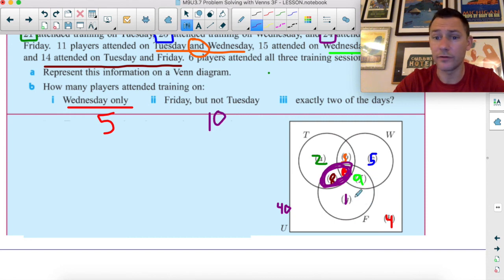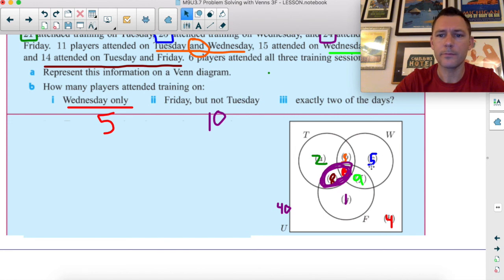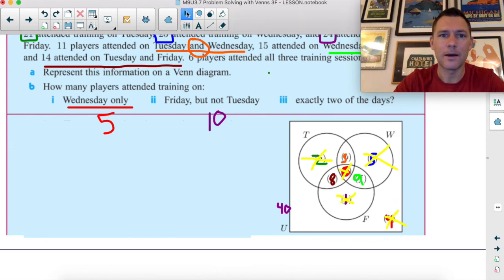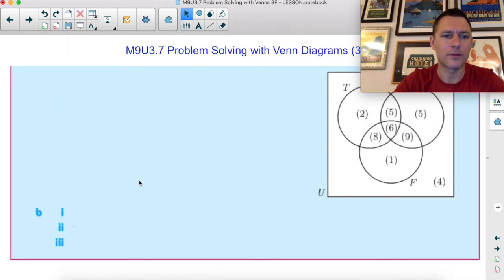One person came just Friday. 9 people came Wednesday and Friday. Ooh, and exactly 2 of the days. Not 3 of the days. So we don't want just 1 day. We don't want all 3 days. We don't want no days. We want 2 of the days. So you'd sum those up. Cool. So let's check that out and make sure that's legit.